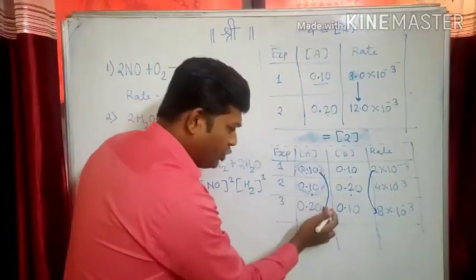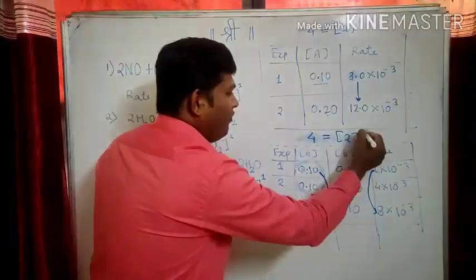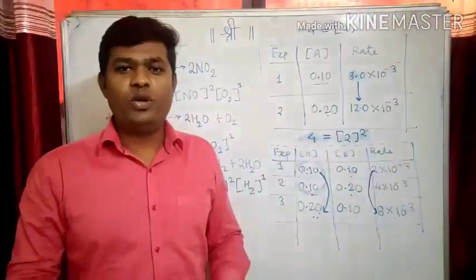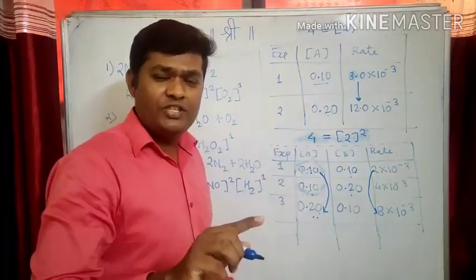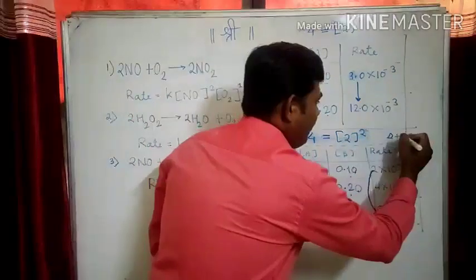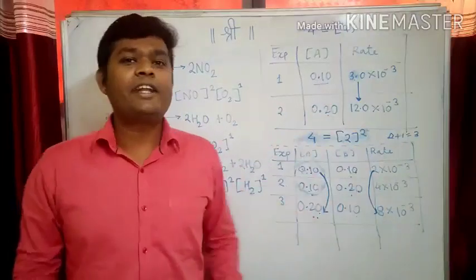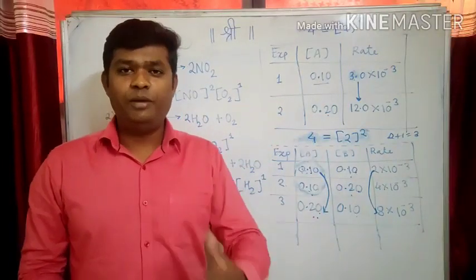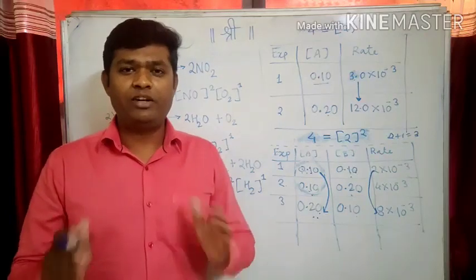Concentration increases 2 times, rate increases 4 times. So 2 raised to the power is equal to 4. So the power will be 2. So the order with respect to A is 2. The order with respect to B is 1. So 2 plus 1, the overall order will be 3. So in this way we can determine the order of reaction experimentally. The order of reaction is an experimentally determined quantity.